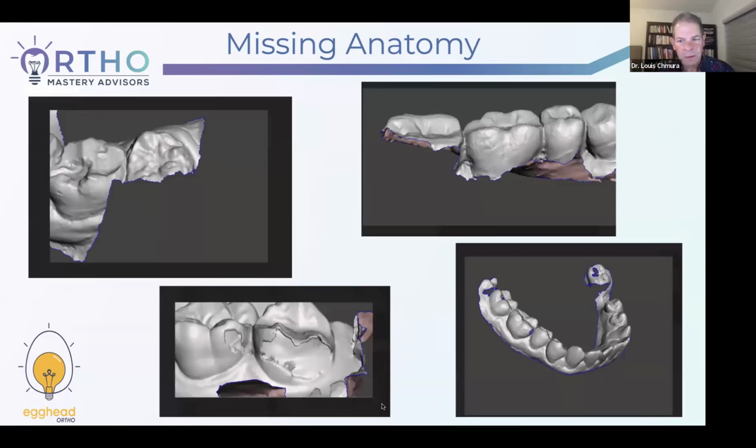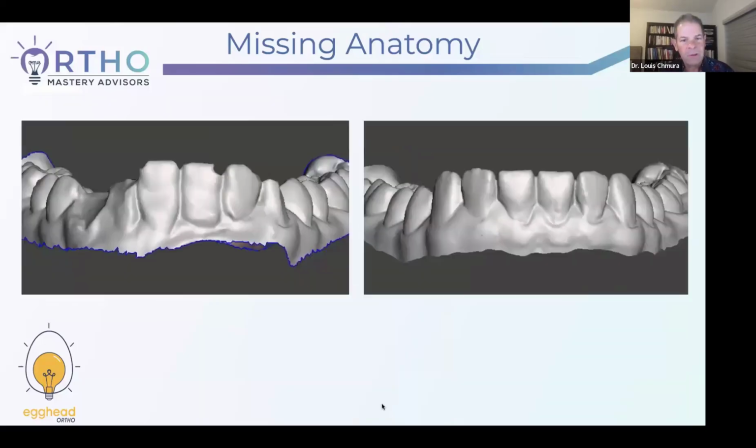Same sort of thing, where they're missing anatomy, missing teeth. It should never happen, and it wouldn't happen if they looked at the end and said, do I have a good scan? And if I don't, go back and fix it. Just variations on a theme: that upper right, or I'm sorry, lower right canine is completely missing.